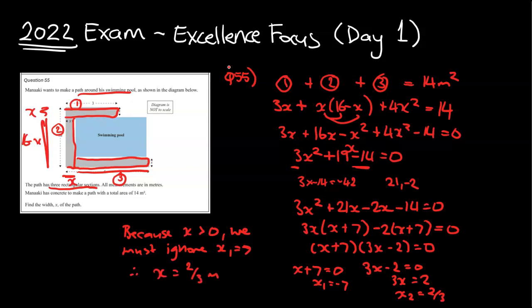And you can leave it as a fraction. I wouldn't suggest getting into decimals here because you'll have that recurring 666 stuff. So we'll leave it as it is.